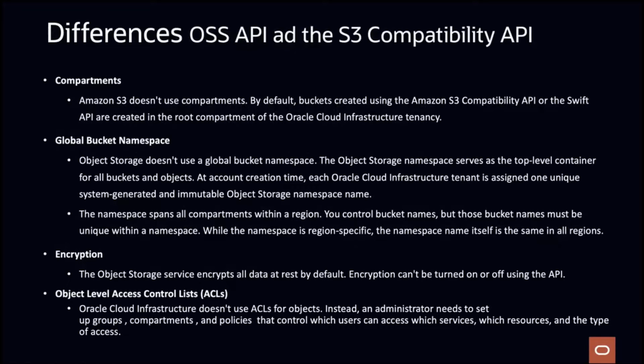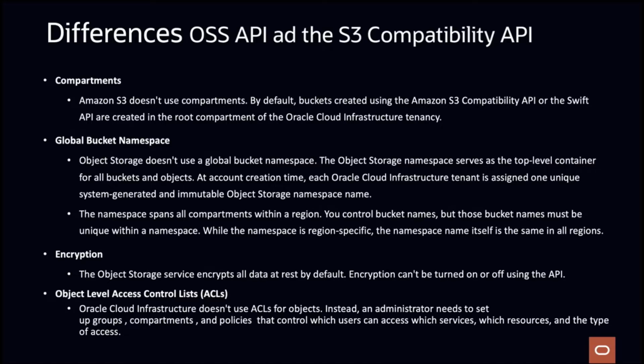We'll go through the differences between the object storage APIs and the S3 compatibility API for object storage that OCI provides. Like I said, these differences give you more information on where and when you can use the S3 APIs and where you cannot, based on what is supported by the compatibility API that OCI provides. The first thing is compartments. Amazon S3 doesn't use any compartments, but in OCI we use compartments, which are the logical separation of resources. By default, buckets created using the S3 compatibility API will always be created in the root compartment of your OCI tenancy. There is a way to change this setting, but you can only define one specific compartment in which your buckets can be created.